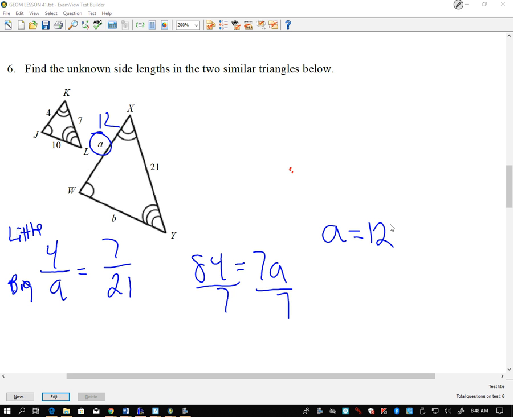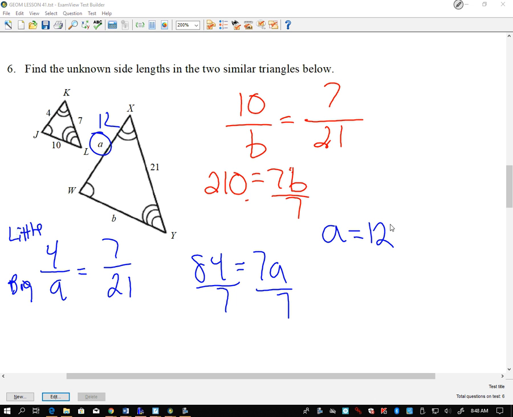If this was a 2-point question, I wouldn't want to base the second part of the question on the answer that I got on the first part, because I might have been wrong on the first part. You know what I mean? Okay, so you're doing 10 over B, okay? Okay, do 7 over 21 again, okay? B equals 30. Good job.